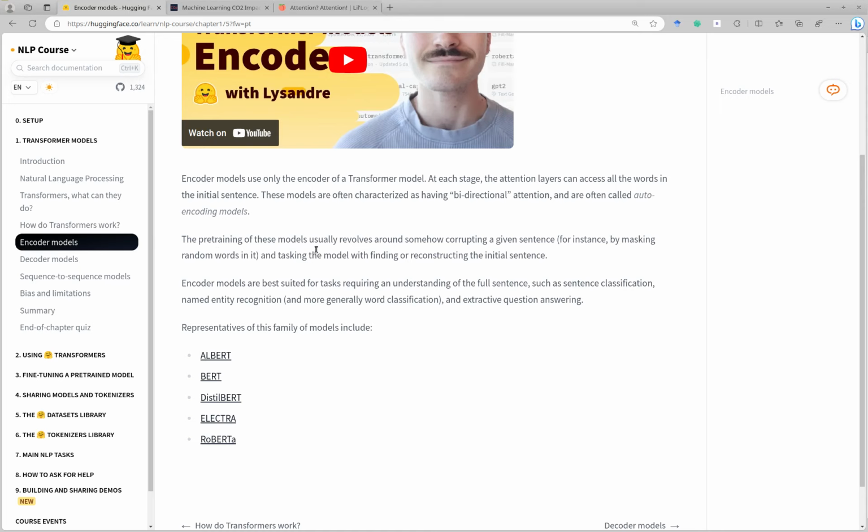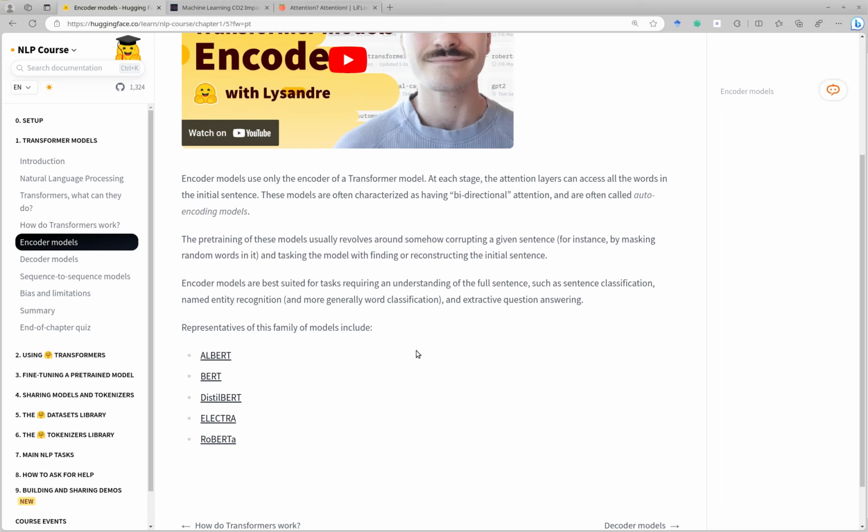The pre-training of these models usually involves somehow corrupting the given sentence by masking random words in it and asking the model to find or reconstruct the initial sentence. So the training is done through masking of the words. Encoder models are best suited for tasks requiring understanding of the full sentence, as they have the whole context, and they are mainly used in tasks like sentence classification and named entity recognition.